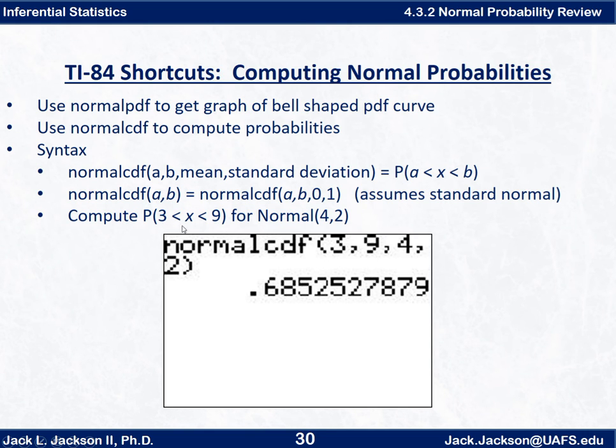So for example, if we want to compute the probability that x is between 3 and 9 for a normal distribution with mean 4 and standard deviation 2, we just put in normal CDF 3, 9, 4, 2, and hit enter, and boom, it gives us the answer very quickly.